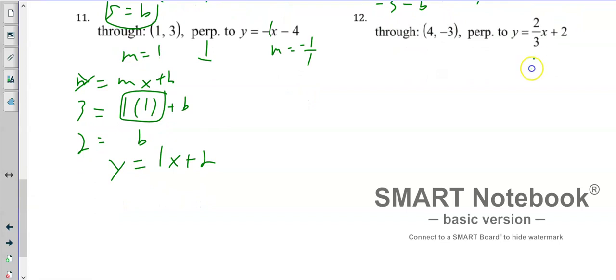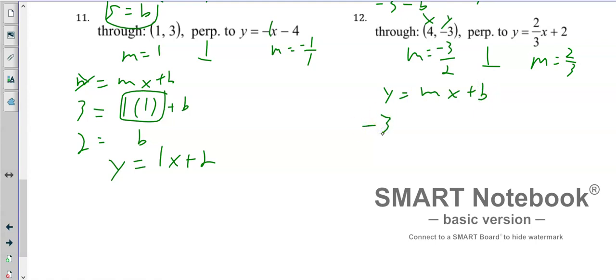Okay, this one, my slope here is 2/3. I'm doing perpendicular, so this slope is going to be -3/2. And here's x, here's y. Y equals mx plus b. My y is -3. My m is 4. Sorry, m is not 4. That's my x. Doesn't really matter, I'm multiplying, but my m is -3/2 plus b.